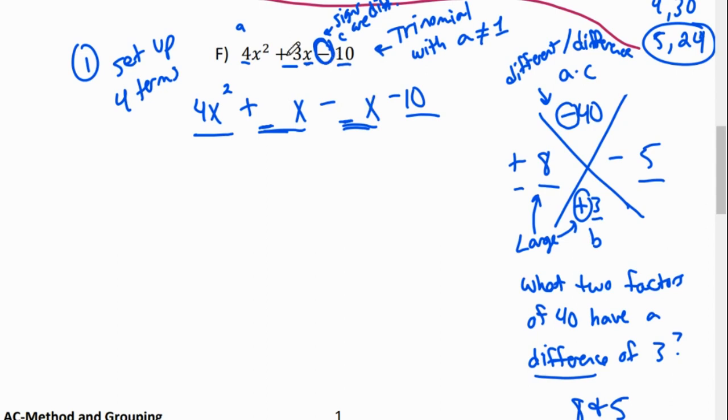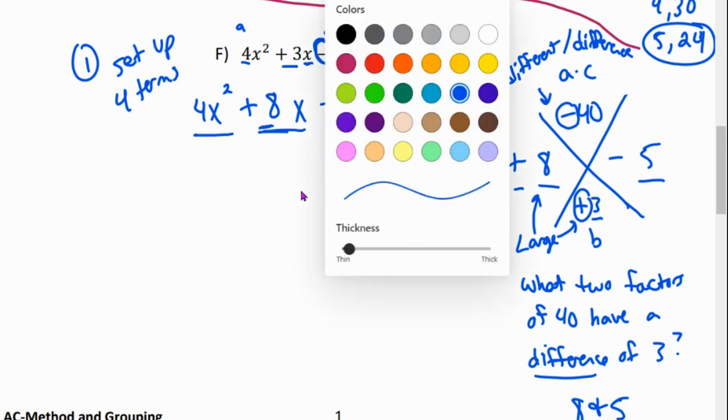And really, it doesn't matter whether you put the minus and then the plus, but you have to make sure that the 5 is with the negative, the 8 is with the positive. But you could have minus 5x first and then plus 8x. That doesn't matter. Those middle terms can be switched around. All right, so once you've gotten that whole step done, now you're going to factor by grouping.